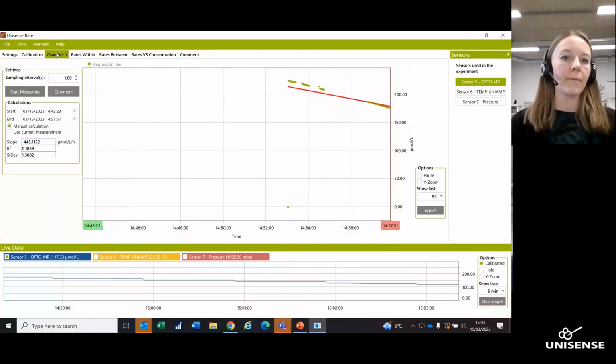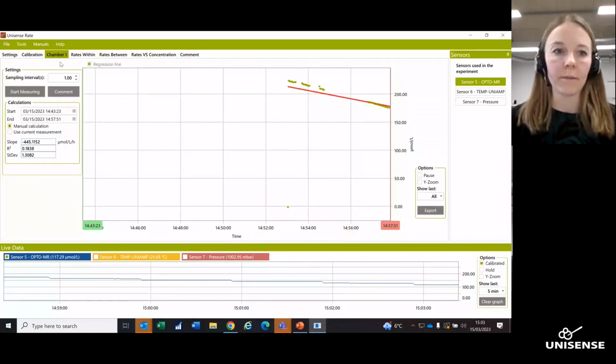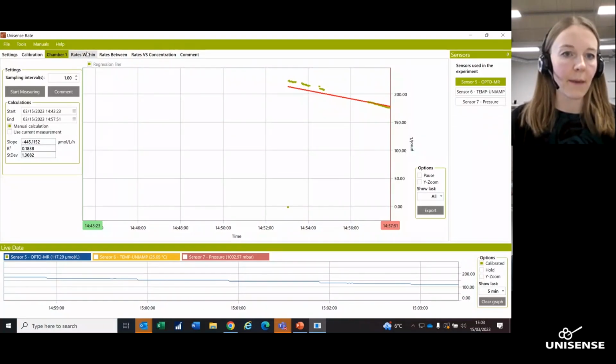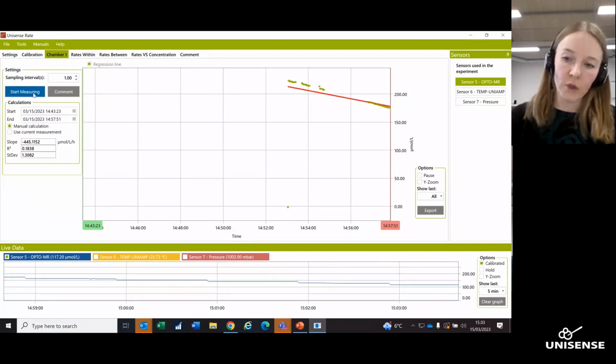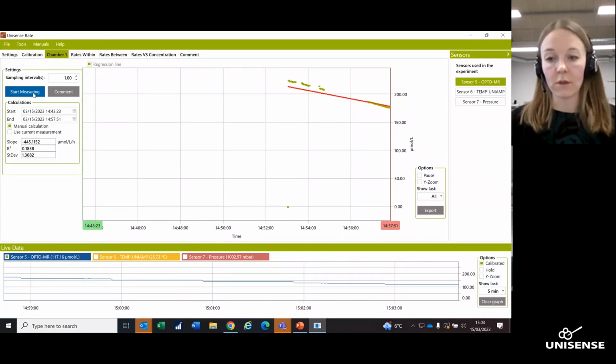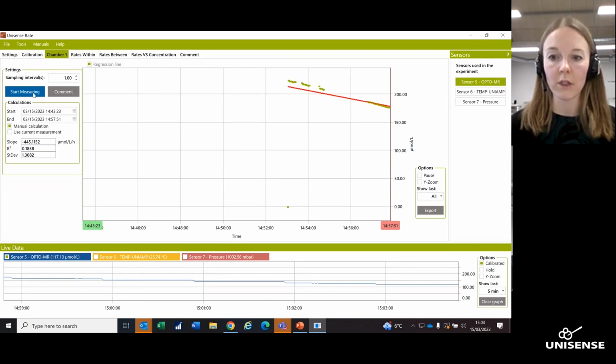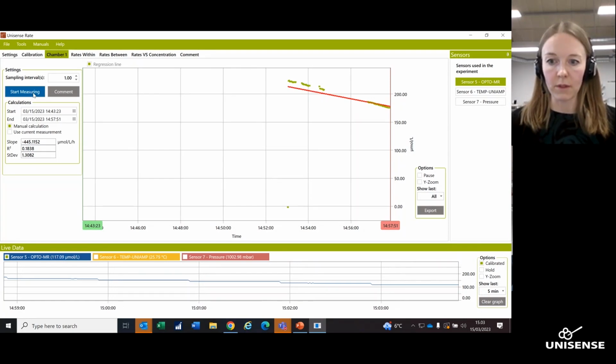Yeah, so if you have added 2 chambers in the beginning, you would have a second tab up here saying chamber 2. So I would then stop the measurement in chamber 1. Then I would go to the tab with my chamber 2 and then start the measurement. If I then wanted to go back again, I would stop measuring and then go to the chamber 1 tab and start measuring again. And then it keeps track of the measurements in the different chambers that you have.